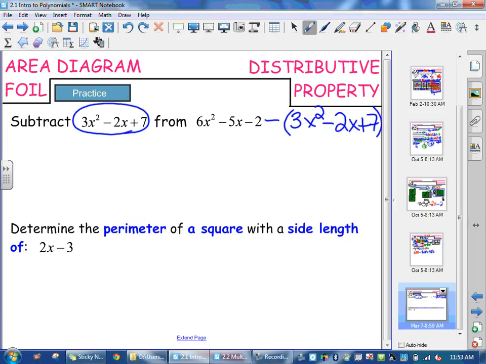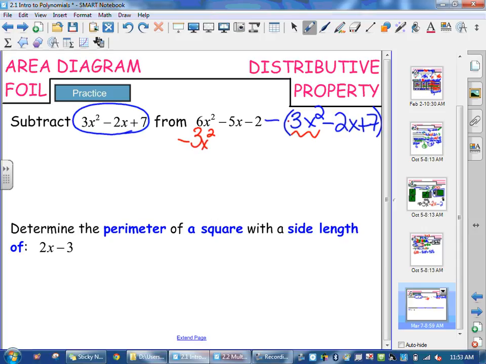There are a couple of different strategies for subtracting. What you can do is write it underneath the one it matches. This one is an x squared, so I'm going to put it underneath the x squared. So I've got 3x squared. He's positive here, and I need to subtract him. Basically, you do the opposite sign.